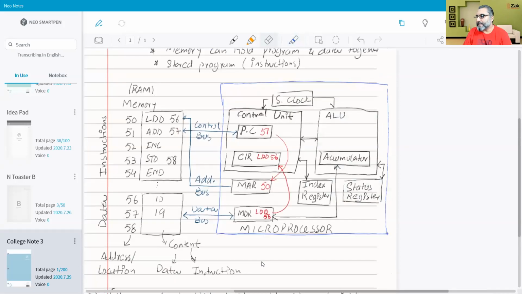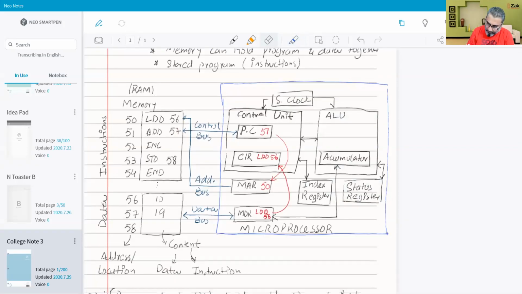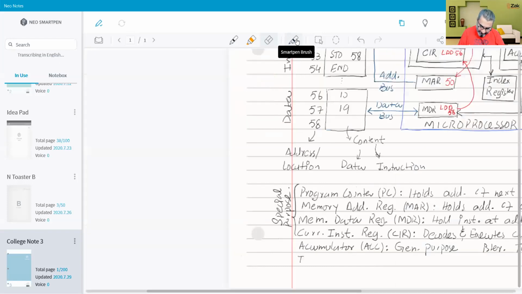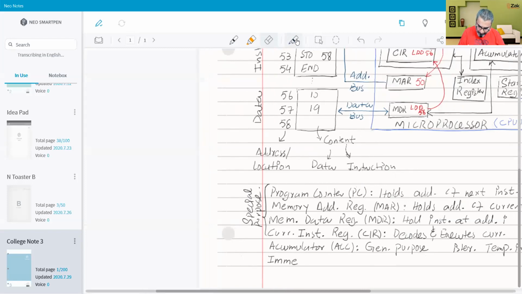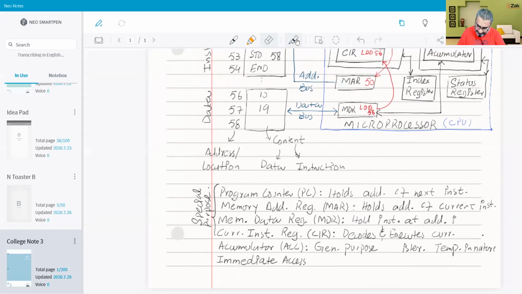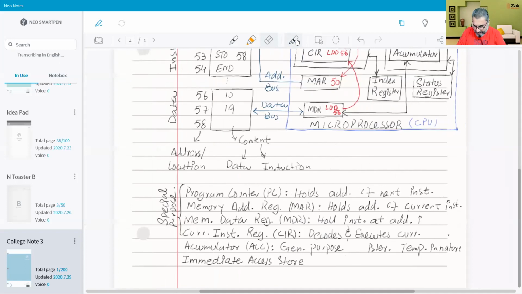Okay. And this particular memory, RAM, is also called a part of the microprocessor, but I told you that it is residing outside. So the main components of the processor are the arithmetic logic unit, the control unit, the system clock, and the immediate access store. Now this is something new, immediate access store. IAS, immediate access store.